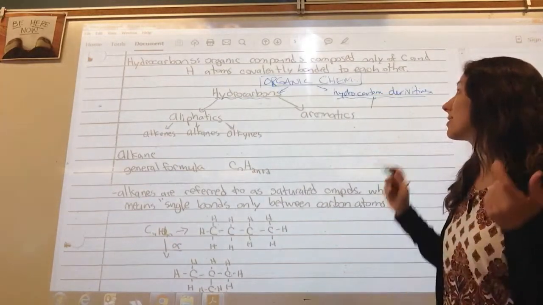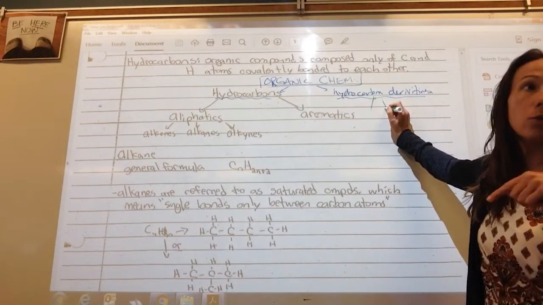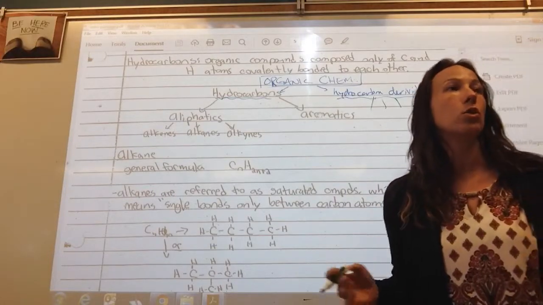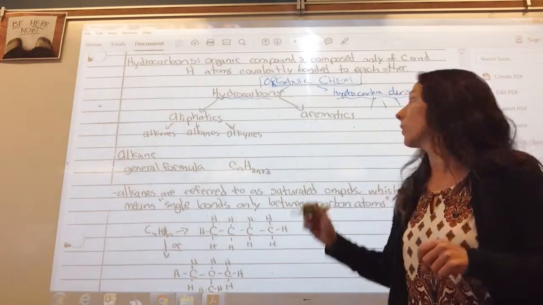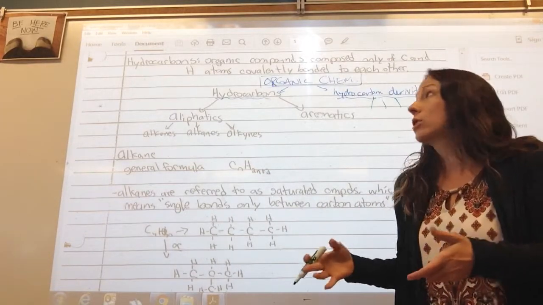Okay, so that's an example of a hydrocarbon derivative. Another one would be alcohols, we'll do those. Carboxylic acids, we'll be doing those. Esters, we'll do those too, in the second half of the unit. We've already kind of done that one though. That's a hydrocarbon derivative. Hydrocarbon, hydrogens and carbons only.